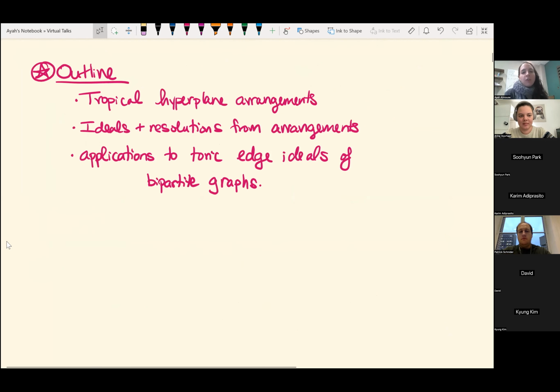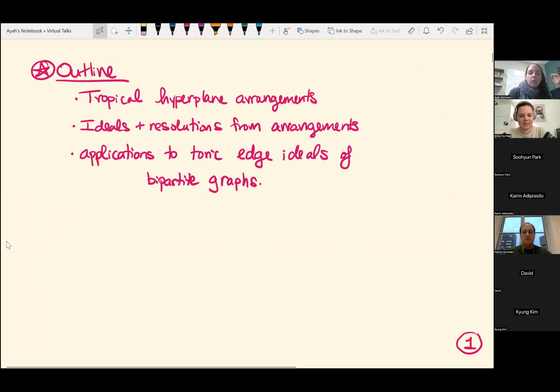This is just a very short outline. I'm going to tell you a little bit about tropical hyperplane arrangements. I think some people in this group might be more familiar with this story than others. I'm going to talk about different ideals that you can get from arrangements, and free resolutions that you can get from looking at the tropical hyperplane arrangements of those ideals. And then I'm going to talk about applications to toric edge ideals of bipartite graphs.